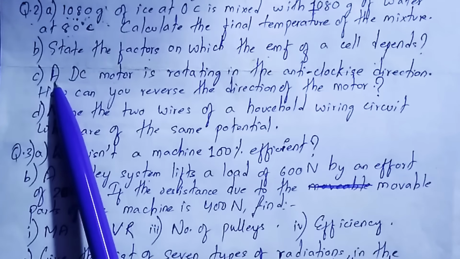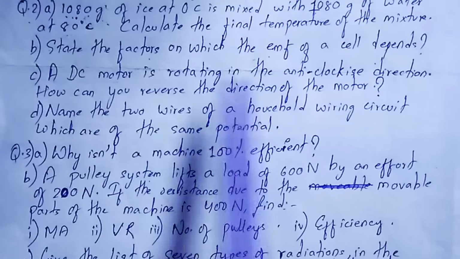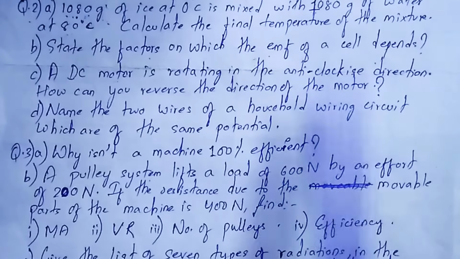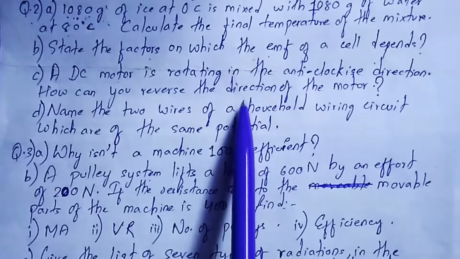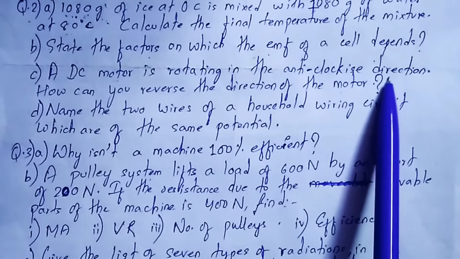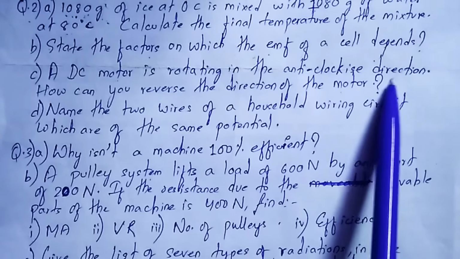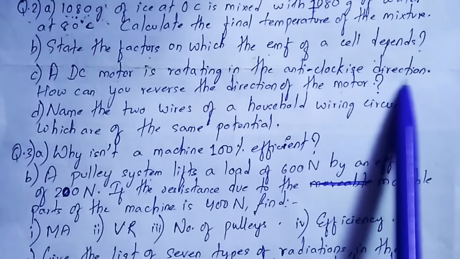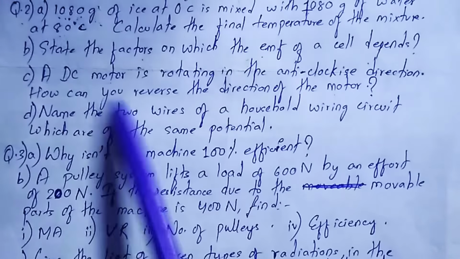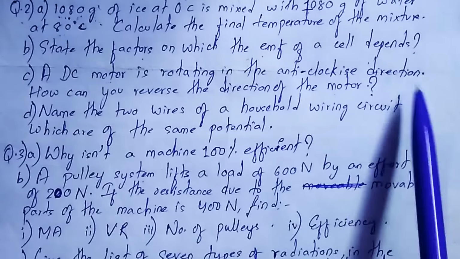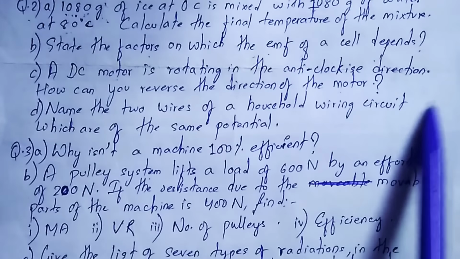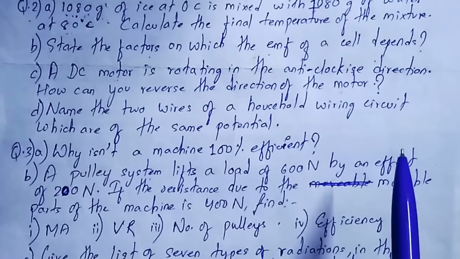Next, a DC motor is rotating in the anti-clockwise direction. How can you reverse the direction of the motor? So if it is rotating in the anti-clockwise direction, how can you change it? Clockwise is this way and anti-clockwise is in the opposite direction to the clock. So if it is rotating in this way, how can you rotate it in this way, that is in the clockwise direction?